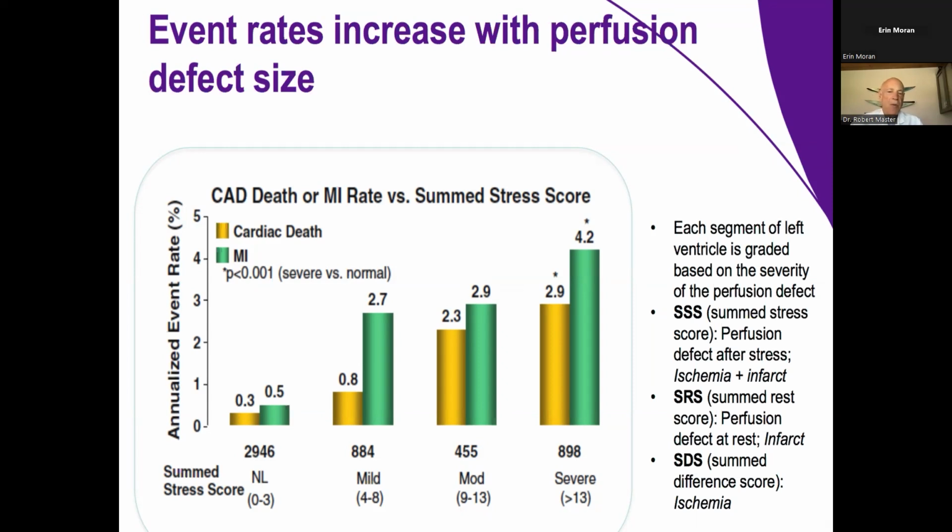And you can see here that in terms of infarct, which is in green, and cardiac death, if your sum stress score is high, your mortality and risk of a heart attack is much greater than if your sum stress score is normal. Next slide.